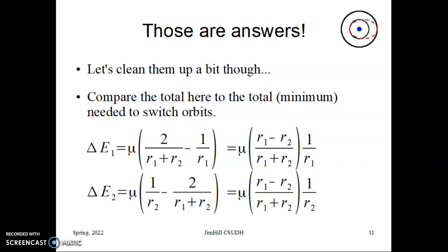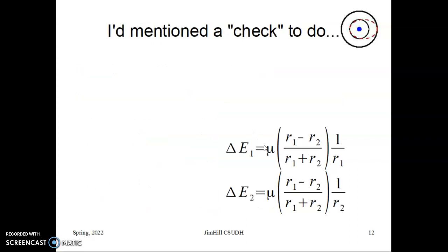So again, as the question was posed, these are the answers. You just have to remember that mu is negative G times the product of masses over 2, right? And the minus sign with the mu is canceled by the fact that R1 minus R2 is a negative number as well. So these are both positive energies, which is what you expect. You need to add energy to get to a bigger orbit, of course.